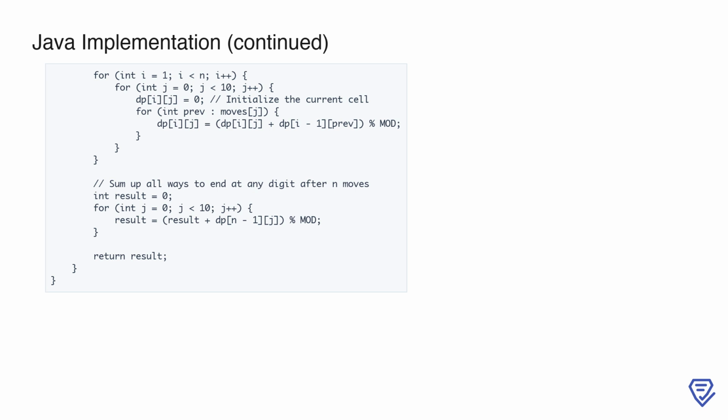Finally, we calculate the total number of distinct sequences that can end on any digit after n moves. We do this by summing up all values in the last row of the dp table, again using modulo arithmetic. The result is then returned as the solution to the problem. This approach efficiently computes the answer using dynamic programming, ensuring we handle the constraints of the problem effectively.